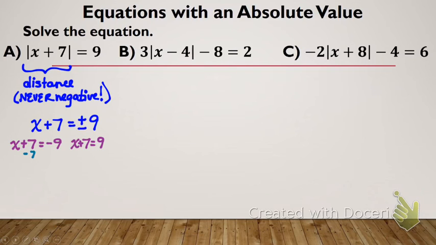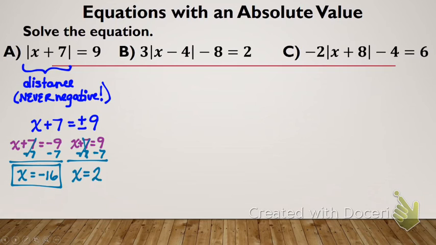Then I'd want to subtract 7 from both sides. So x could be what? Negative 16. Let's check that and see. If you take negative 16 and you put it in the place of x, negative 16 plus 7? Negative 9. The absolute value of negative 9? Checks out. Over here, I'm going to subtract 7 from both sides. So x could also be 2. That would also make it true.